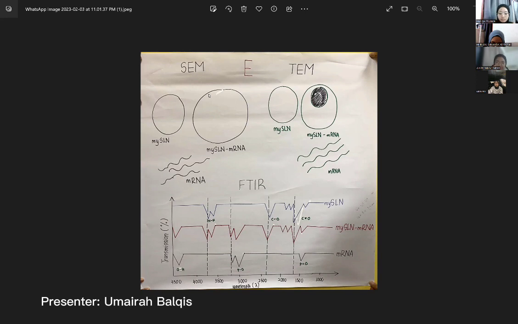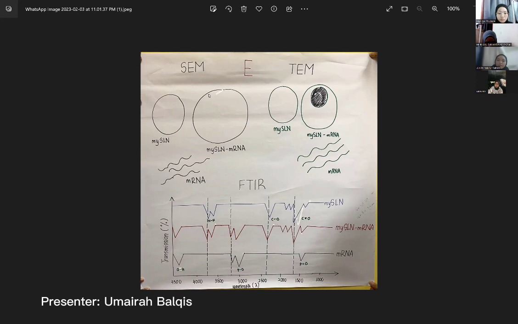So each atom in the functional group only absorbs a specific wavelength, where the intensity of an infrared beam is measured before and after it interacts with the sample as a function of the light frequency. As you can see on the graph, the x-axis indicates wavelength while the y-axis indicates transmission. The first line is the wavelength of my SLN, where it detects three functional groups such as nitrogen hydrogen, carbon oxygen, and also carbon double bond oxygen.